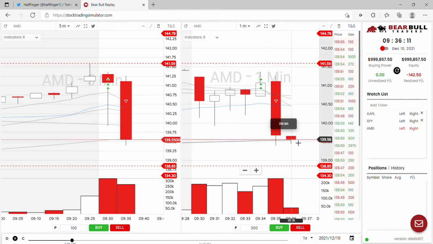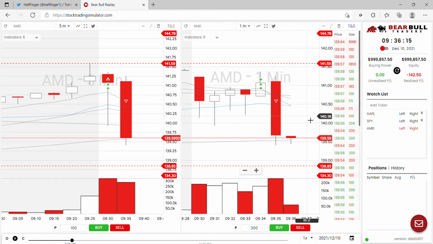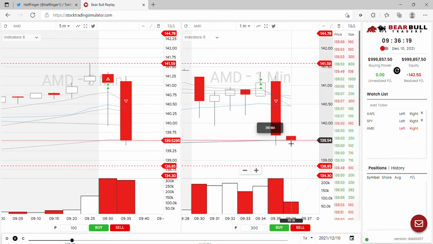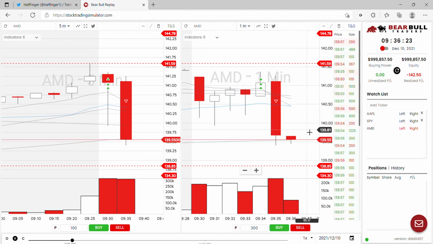You get this lower low. I don't want to touch it right now because it's far from the VWAP, and you have the 50 MA on the 5 and the 200 MA on the 1 minute here, acting as support.